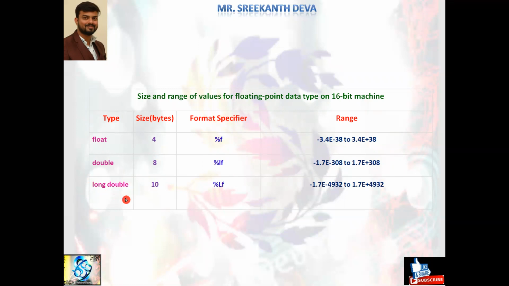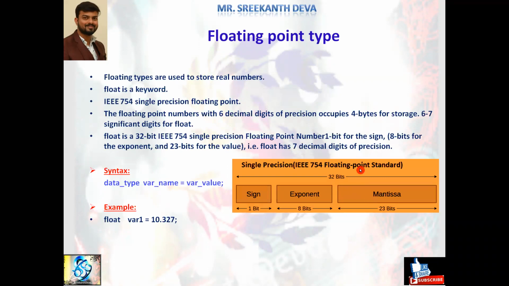Similarly, we go with long double. The size occupies 10 bytes of memory. What is the format specifier here? Percentile Lf, L is capital. The difference between long double and double is that the format specifier of double is represented by small lf, while long double is represented with L capital, f small. So this is the range of long double. We go one by one.